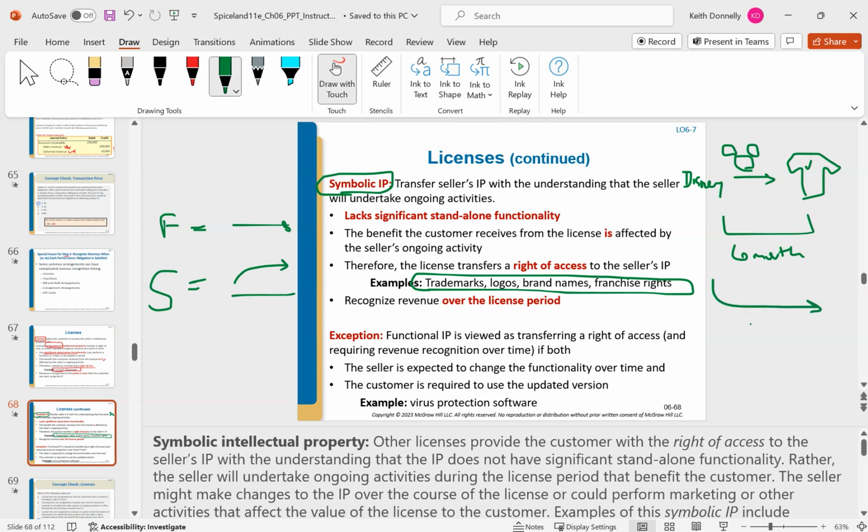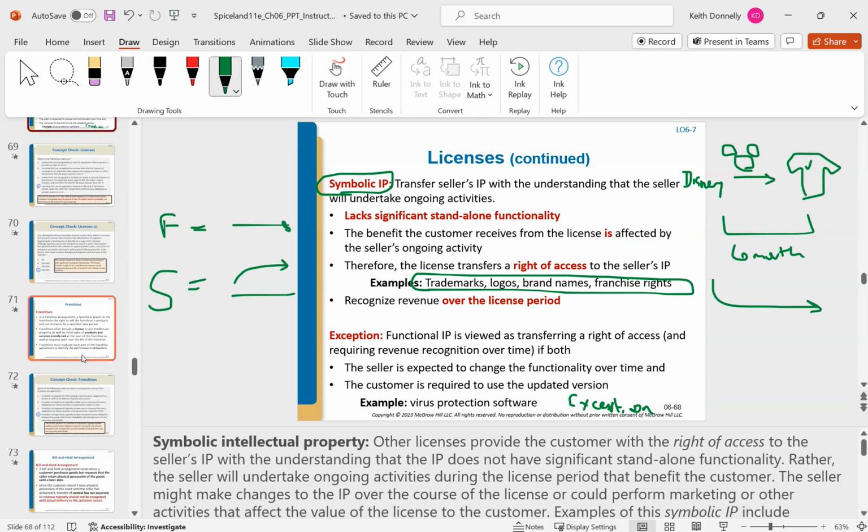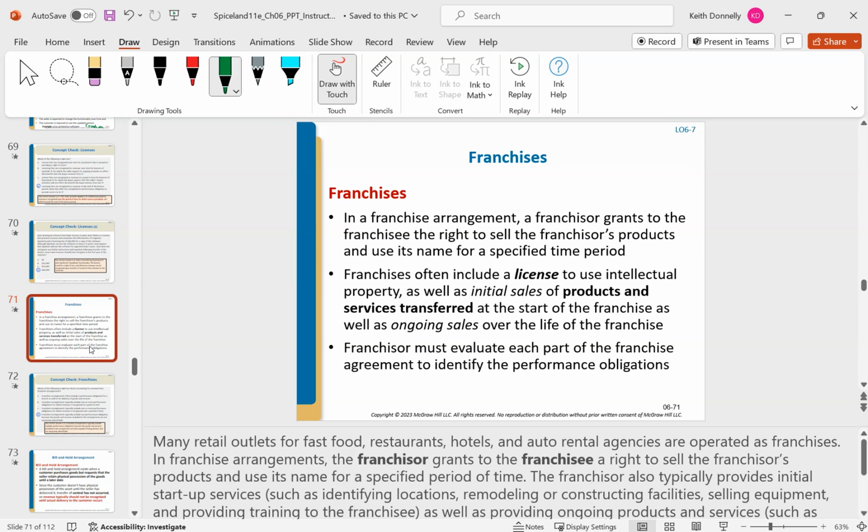Accordingly, we will recognize the revenue over that 6-month window periodically as we earn it, not upfront whenever we make the original sale. Okay, you can look down here. This is going to be an exception for stuff like virus software. Generally, software is going to be functional, but it can be symbolic. You have to look at the substance of it.